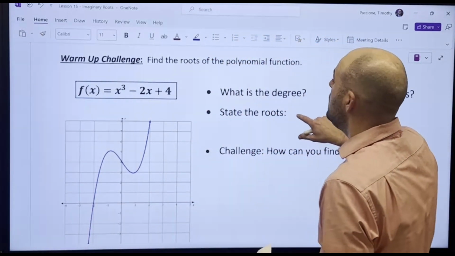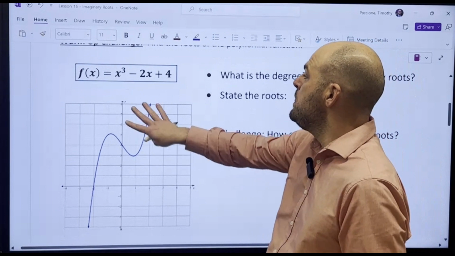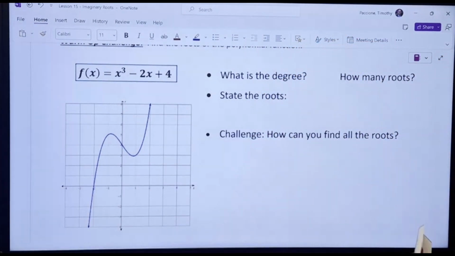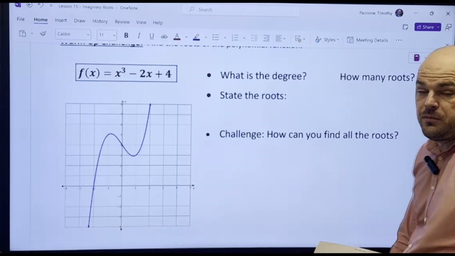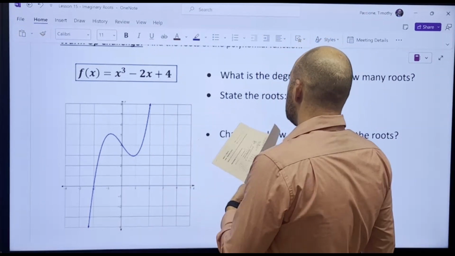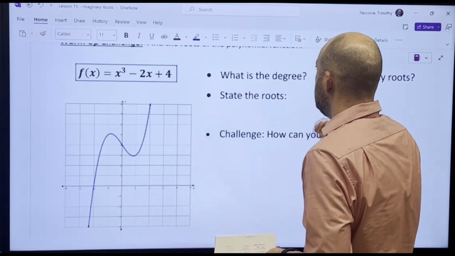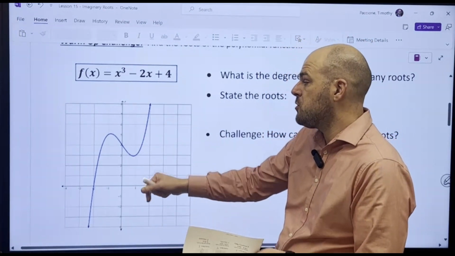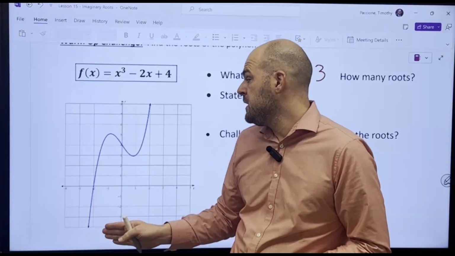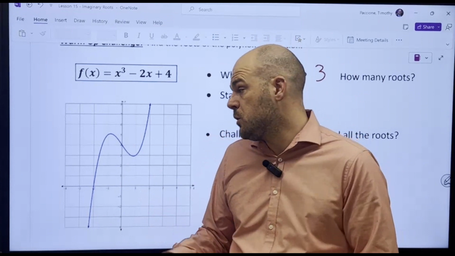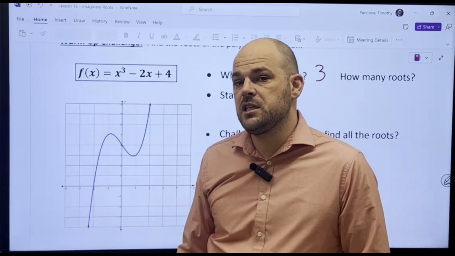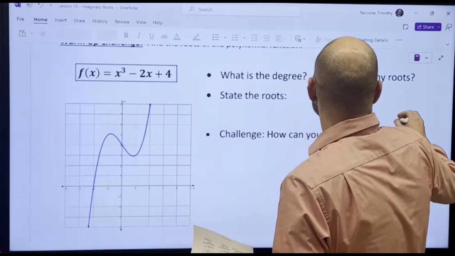Okay? So if you're looking at this function, you're given the function and the graph, and you're asked, what's the degree? Well, you can find that out from a couple different ways. First of all, the highest power is 3, so we know the degree is 3. We can also look at the graph and see it's a cubic function. It has 2 turning points. We know it's odd because it starts at the bottom and goes to the top. 2 turning points means it's going to be a third degree function.